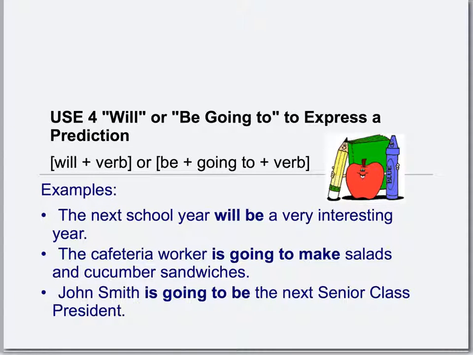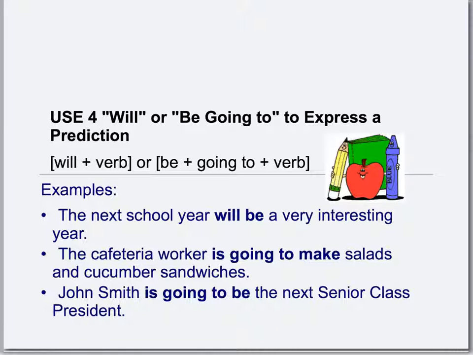Using will or be going to express a prediction. Both will and be going to can express the idea of a general prediction about the future. Predictions are guesses about what might happen in the future. In prediction sentences, the subject usually has little control over the future. To use this simple future form, you use either will plus a verb or be plus going to plus a verb. For example, the next school year will be a very interesting year. Will is accompanied by the verb be.